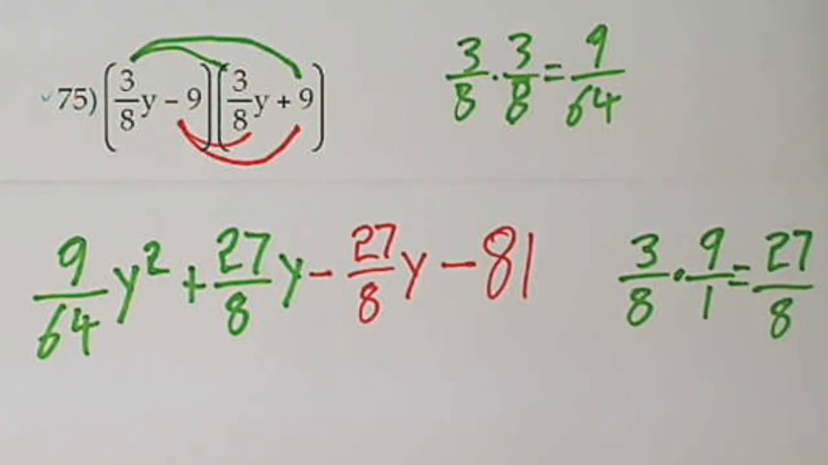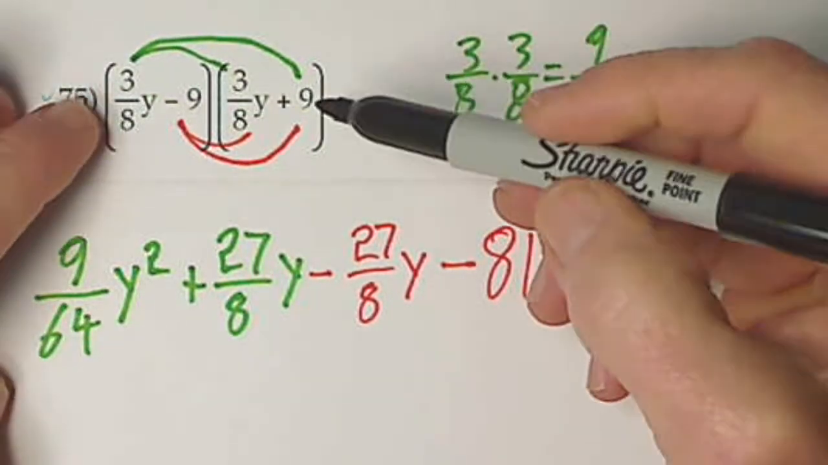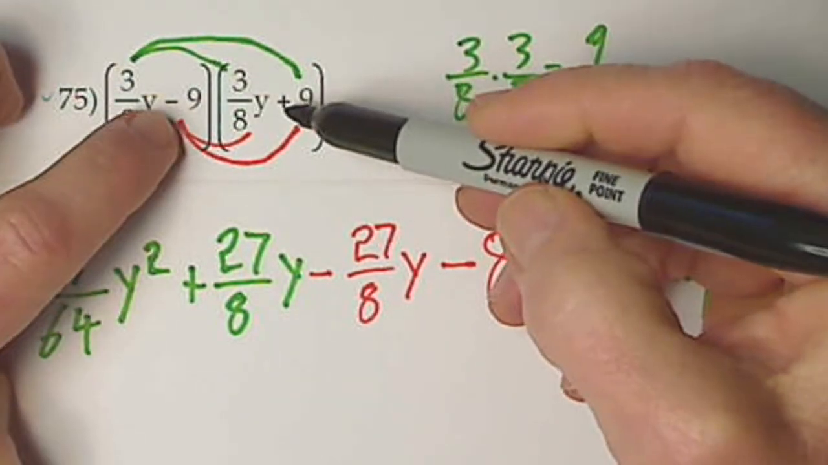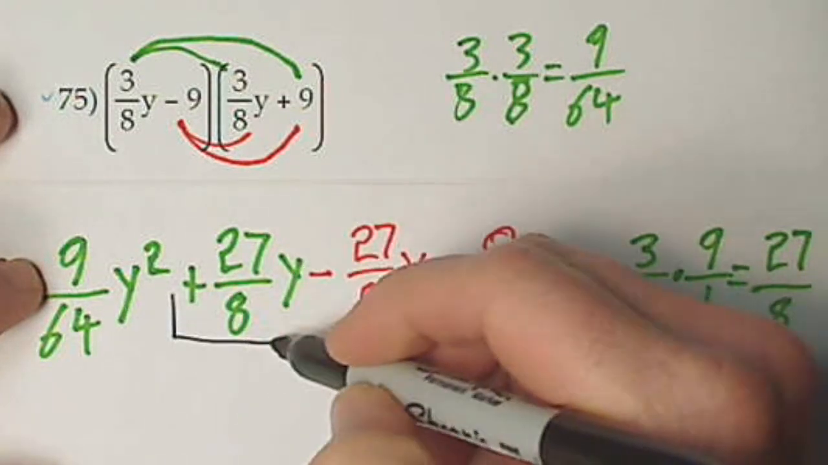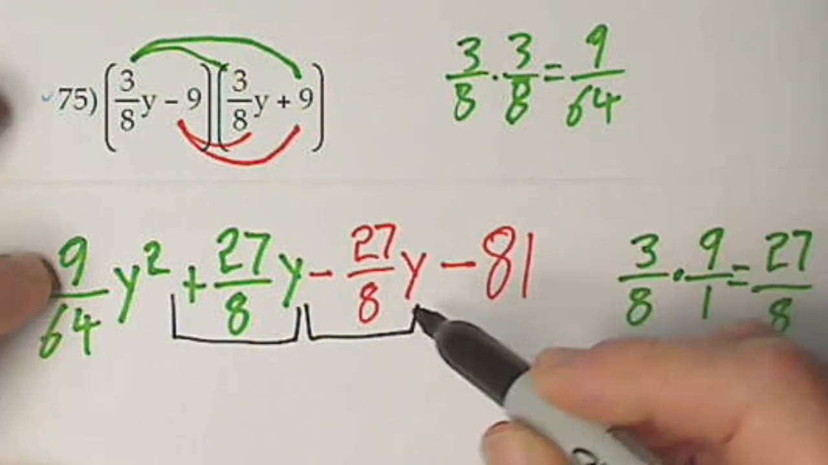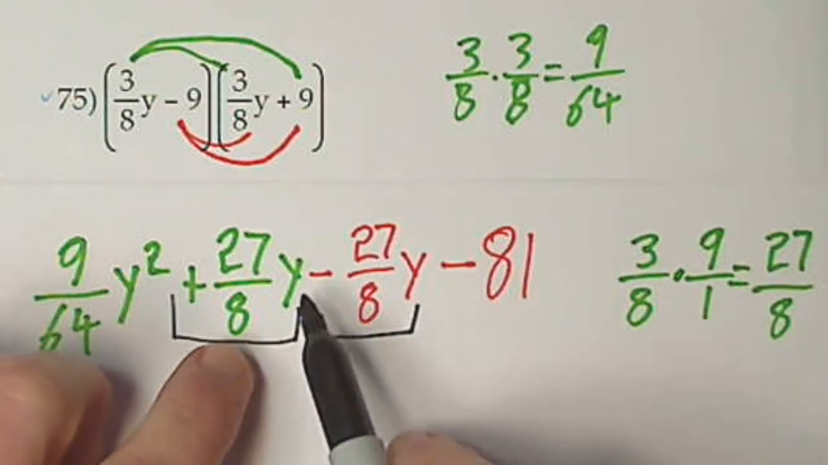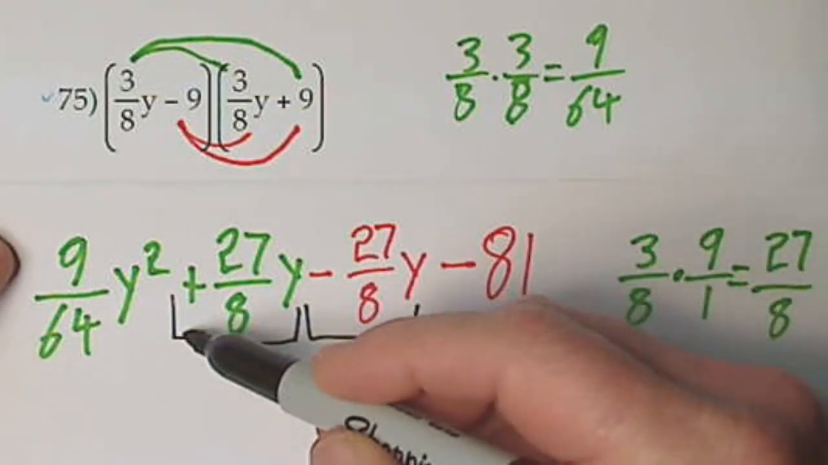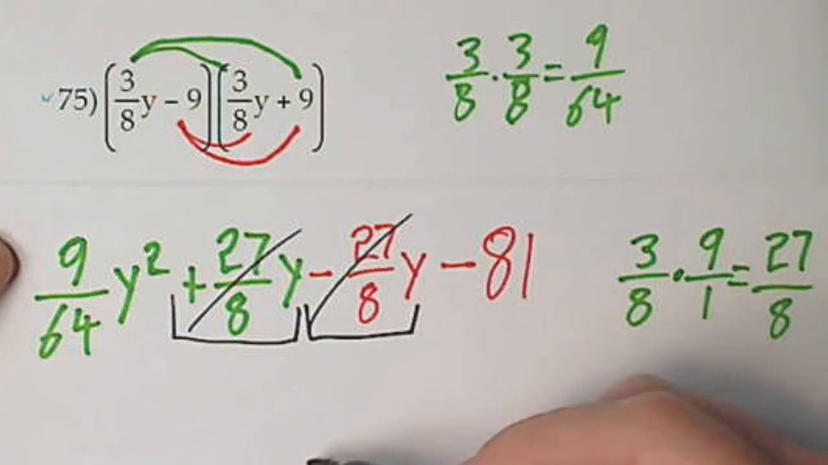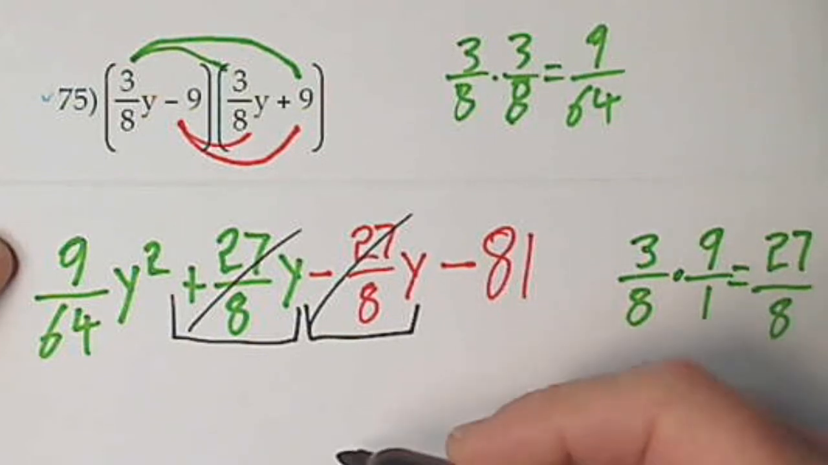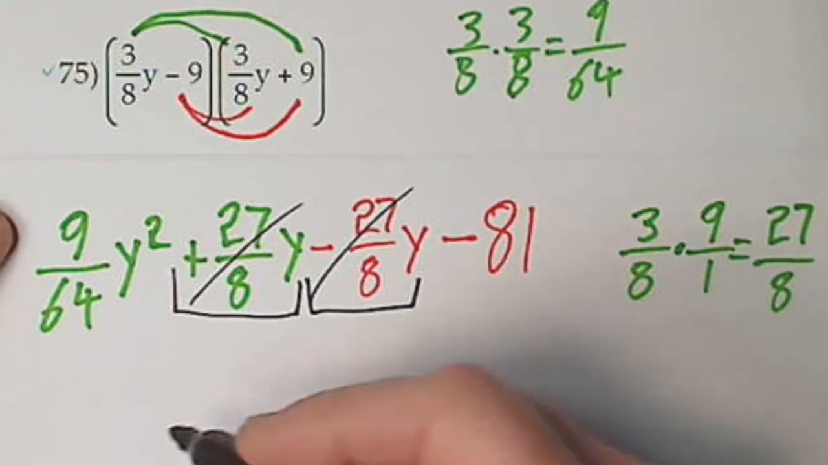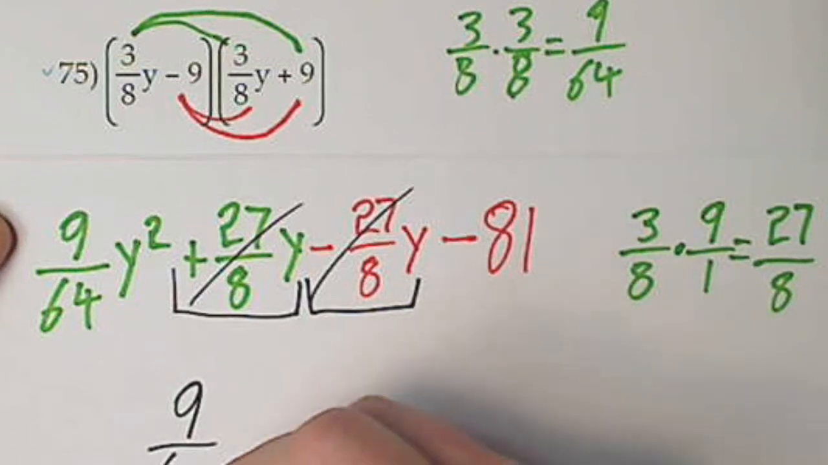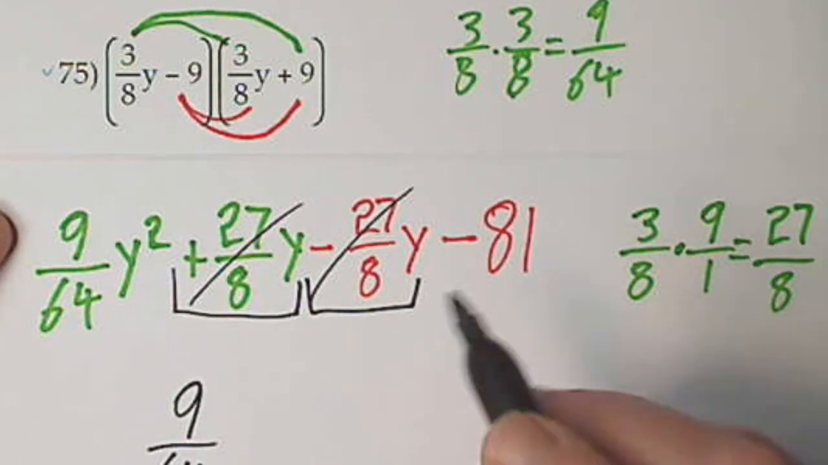And again, your middle two terms, and you want to start reading it. Everything's the same except for the signs. These middle two terms are going to cancel each other out. Positive 27/8 y, negative 27/8 y. So that becomes 0. I don't even need to write it. Okay, so I'm left with 9/64. And I'm running out of room.